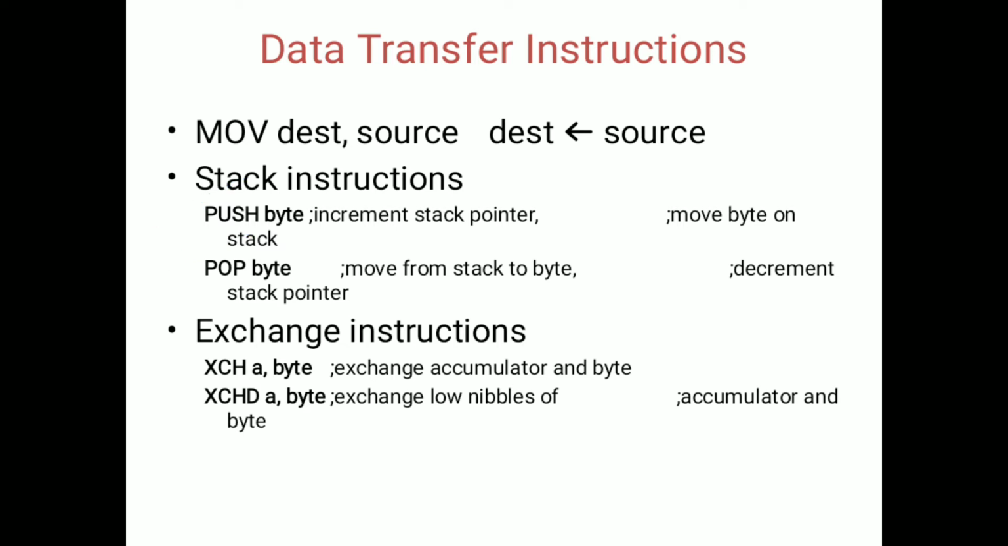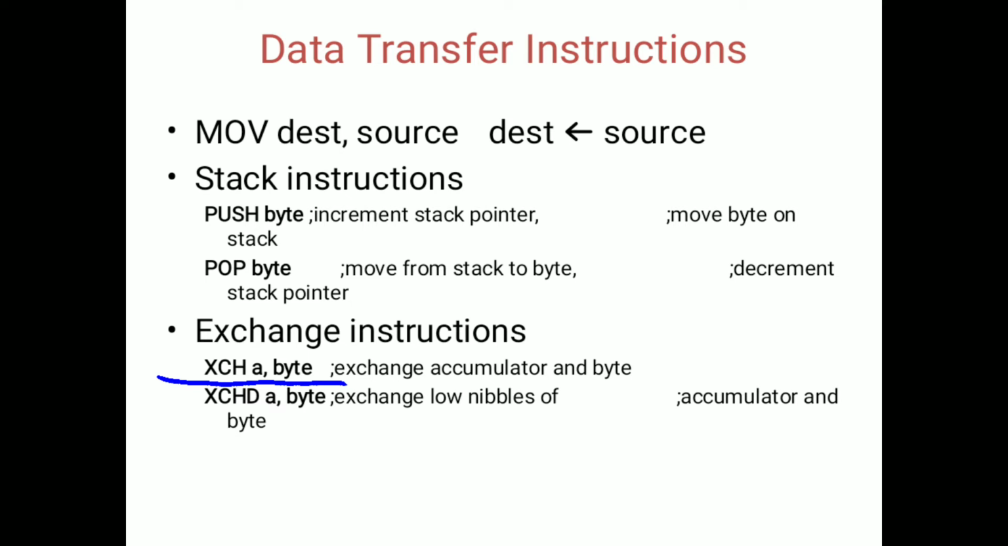Then another data transfer instruction is the exchange instruction. In this instruction, the data of source and destination gets exchanged. Suppose we are using exchange A comma byte. In this instruction, the byte data will come at the place of the accumulator and the accumulator data will come at the place of the byte. So both will be exchanged.